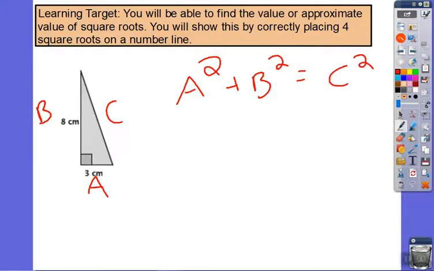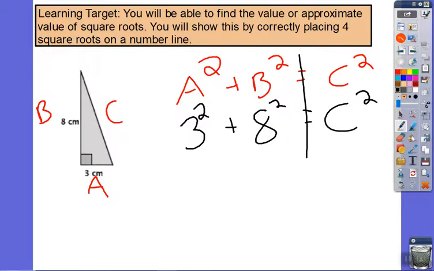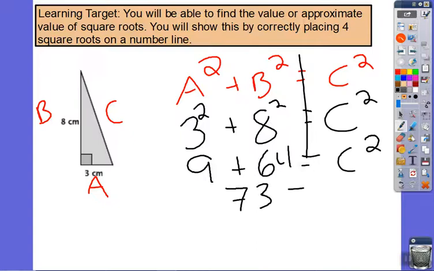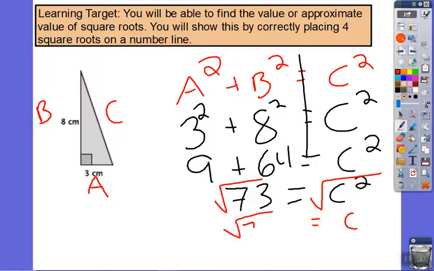I'm going to replace my numbers, so instead of an A, I'm now going to have a 3. Instead of my B, I'm now going to have an 8. And this C is going to come along for the ride. 3 times 3 is 9. 8 times 8 is 64. I'm going to add those together and get 73. And then I want to do the opposite of it. So the opposite of the square is the square root, which I'm going to do on both sides. So my answer is the square root of 73.